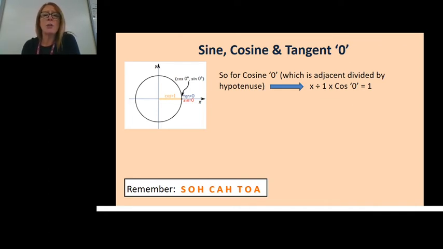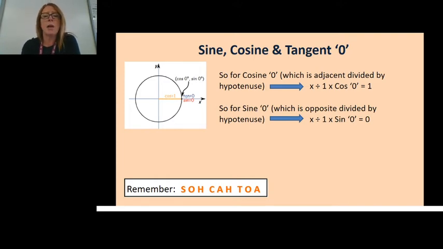Okay, so in the case of cosine 0, remember SOHCAHTOA, cosine is adjacent divided by hypotenuse. So that in this case would be x, because that would be the adjacent side. We don't know it, but we know the hypotenuse is 1. So we'd be looking at x divided by 1 multiplied by cosine 0. That's the angle that we've been given. If you stick that in your calculator, you get a reading of 1.